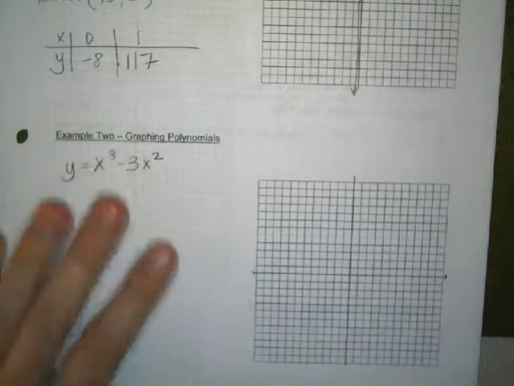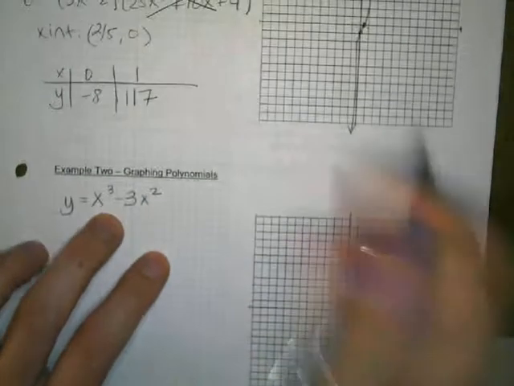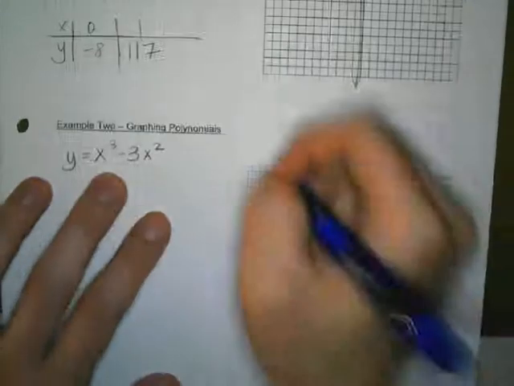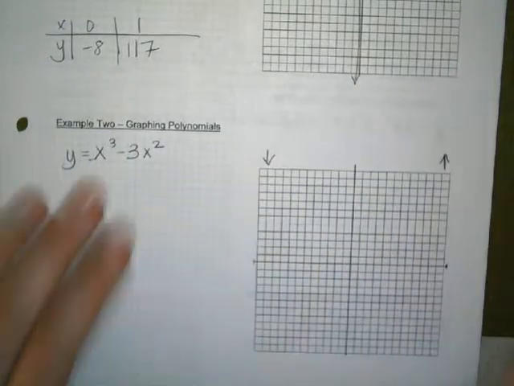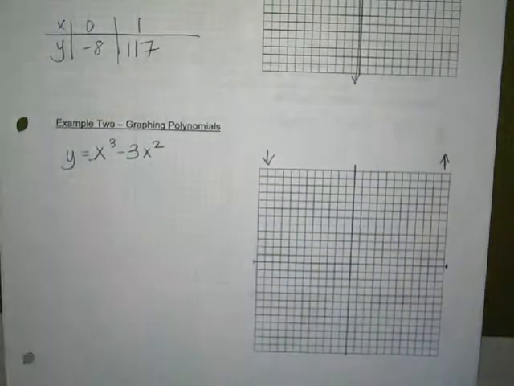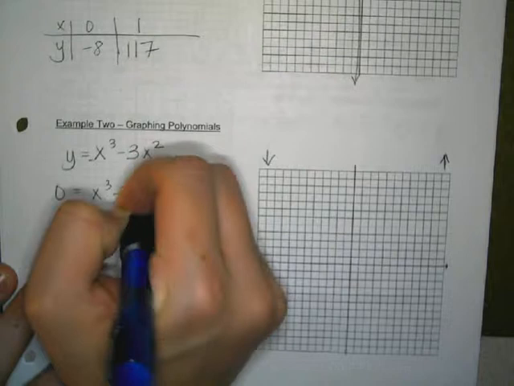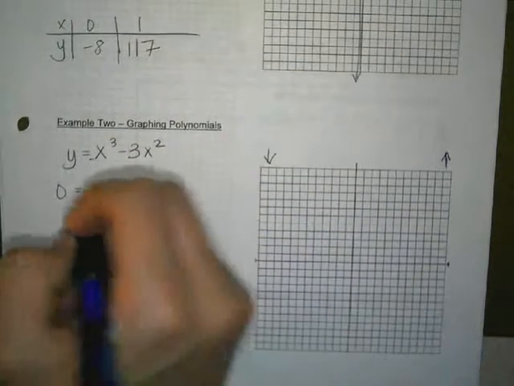Here's another one. This one is going to have the same end behavior as example 1 because I have a positive leading coefficient and an odd degree function. And then I set this equal to 0 and factor. Now, in this case, this doesn't look like a difference of squares, even though I only have 2 terms. So I'm going to start by pulling out the greatest common factor.